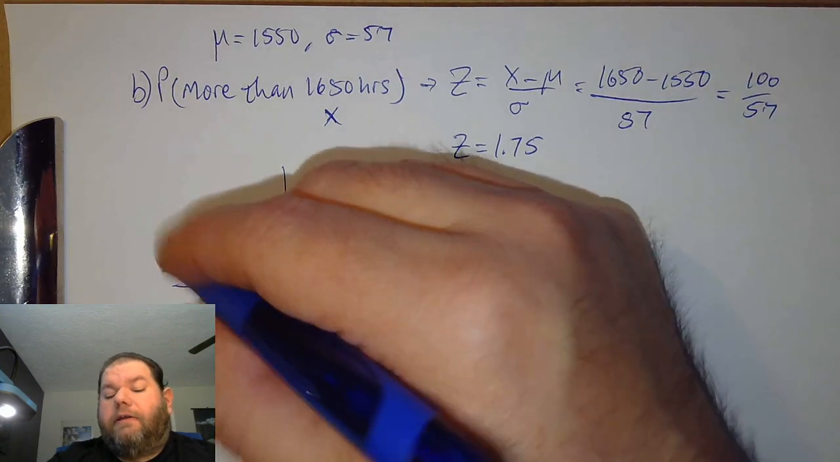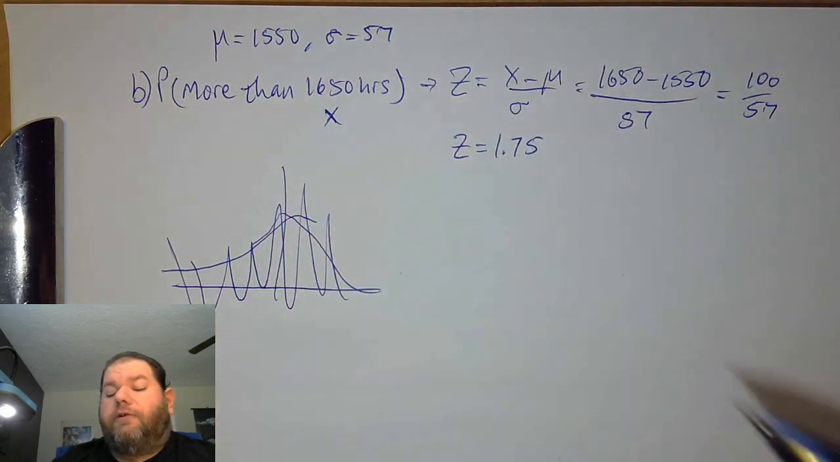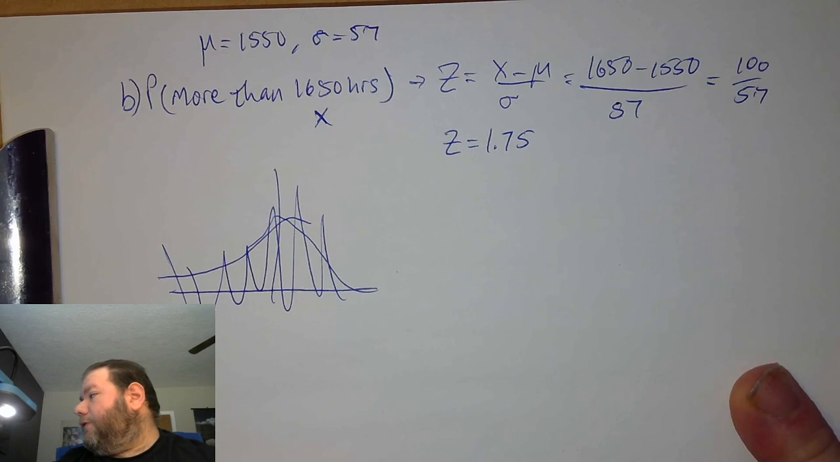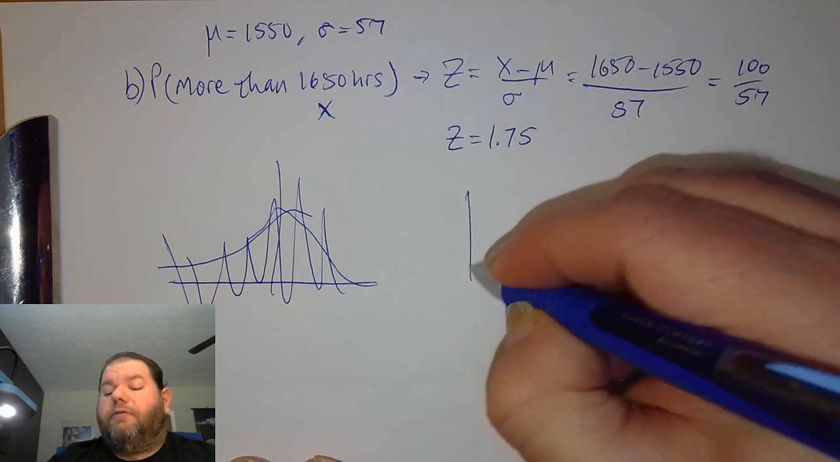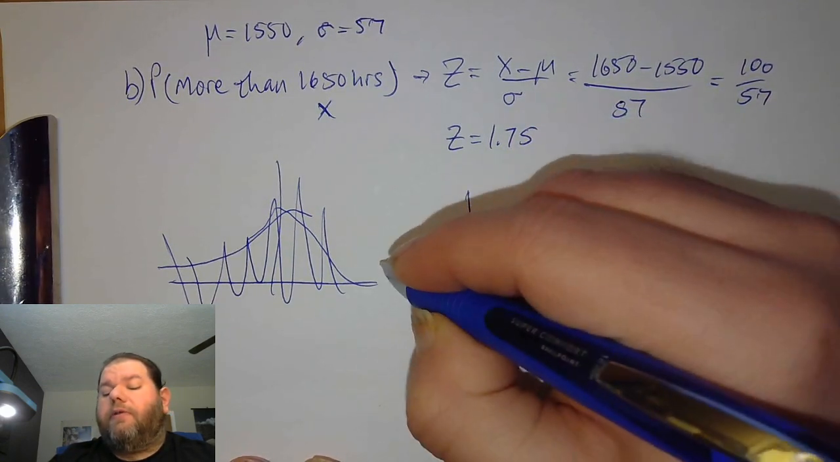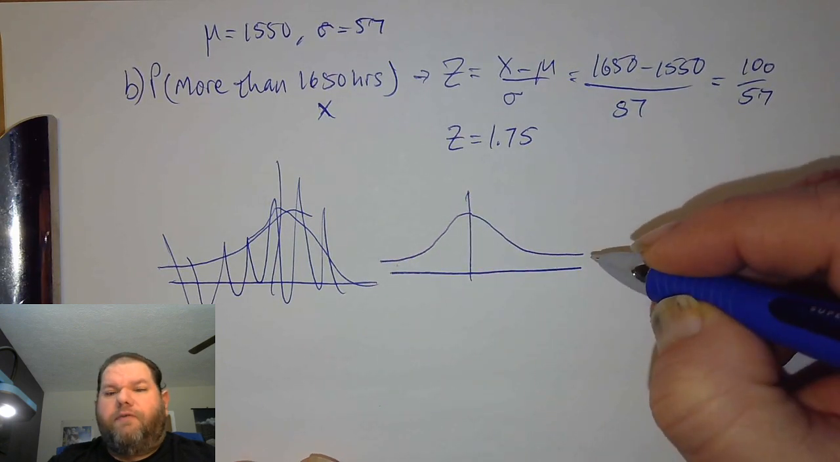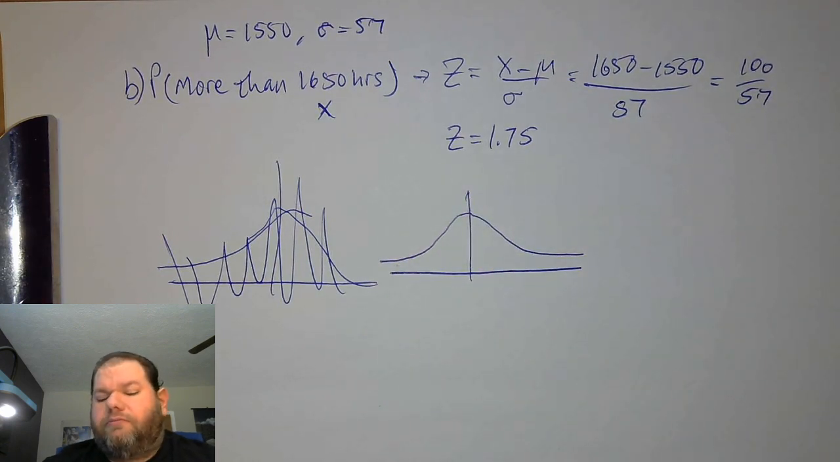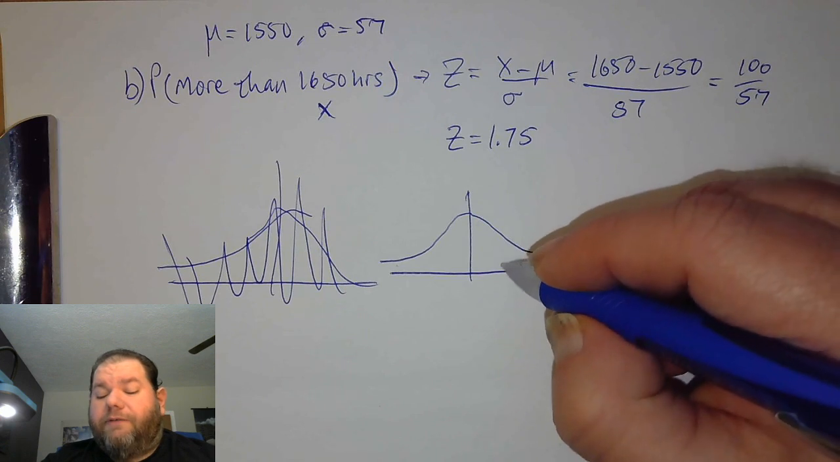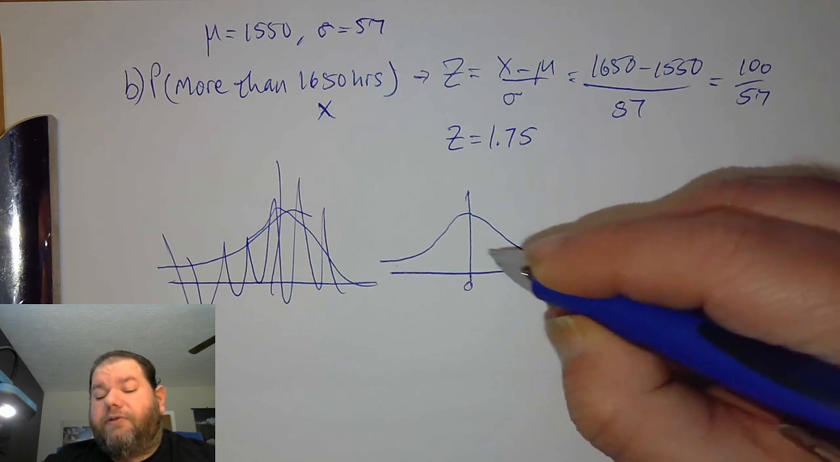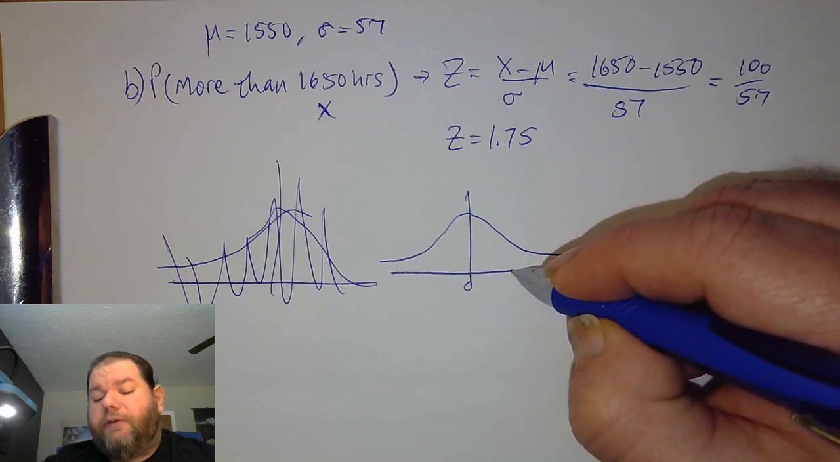That's just sad. I'm sorry, guys. That's no good. That's not a great bell curve. We can do better than that. Doesn't have to be perfect, but I'm trying to set an example here. Anyway, z equals 1.75. We know right in the middle is 0, so 1.75 is a good ways to the right of that.